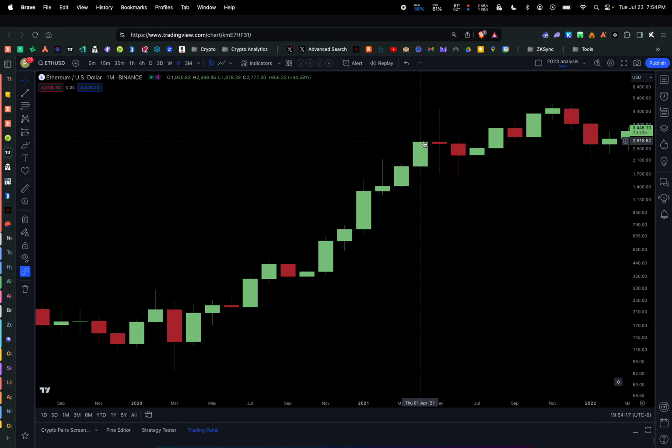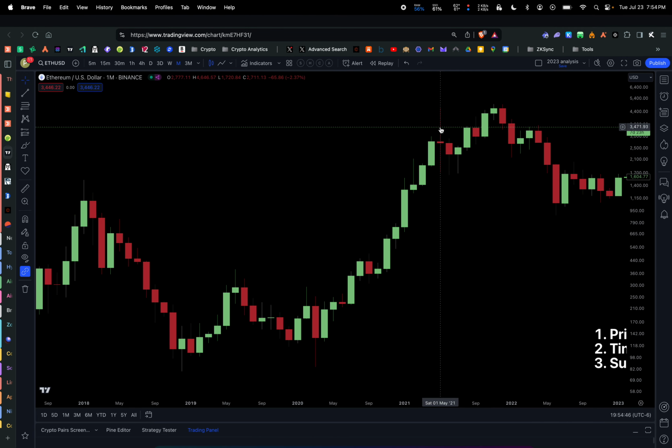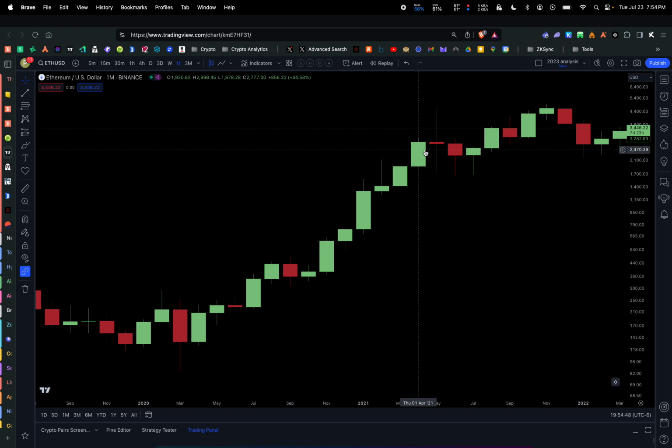It opened at whatever price this was, and we can read at the top, open 2777, and it closed at 2711. It hit a high up here of 4646, and it hit a low of 1720, also known as an incredibly volatile month. So that all happened in the period of a month. That's all the candle does.